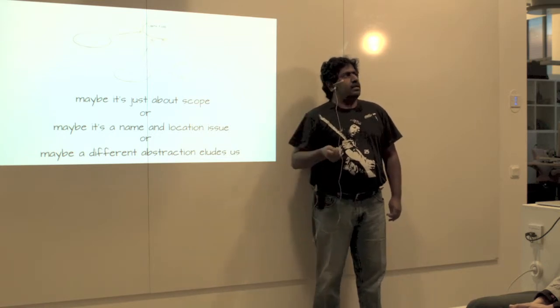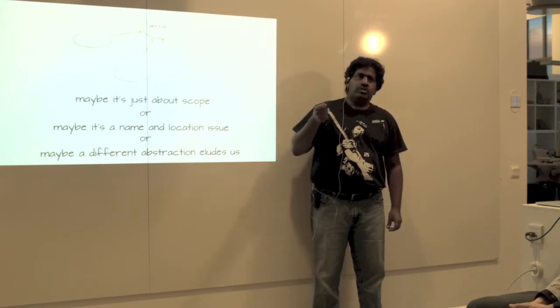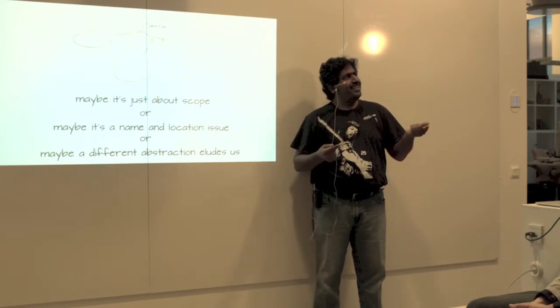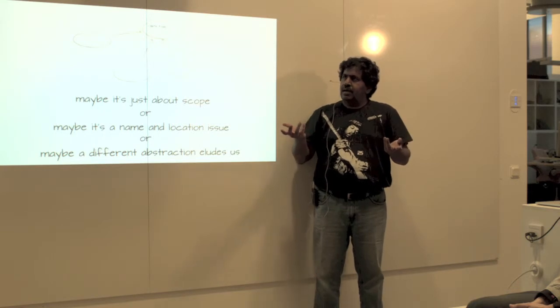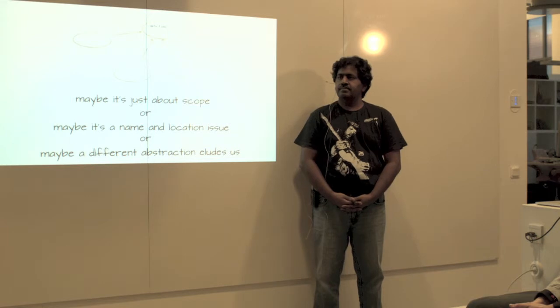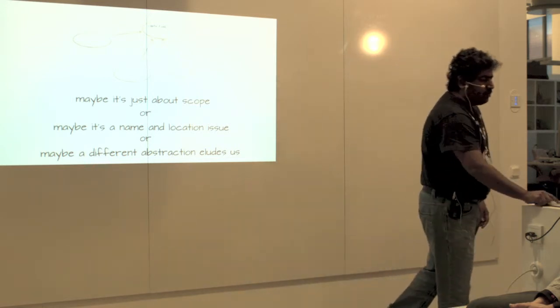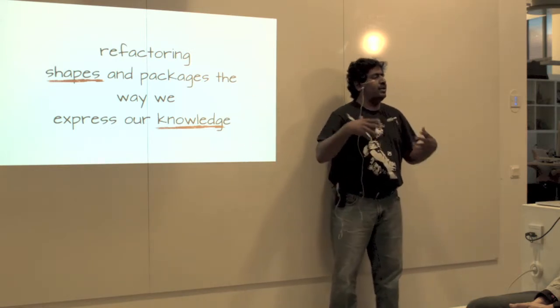When I do extract method, or extract variable for an expression, the first and most difficult thing is not the keystrokes, but what am I going to call that thing? What is the name that I'm going to apply to the thing that I'm extracting? And that's the first sign that we're actually creating a new abstraction. We're inventing knowledge. So my approach to refactoring is that refactoring shapes and packages the way we express our knowledge.